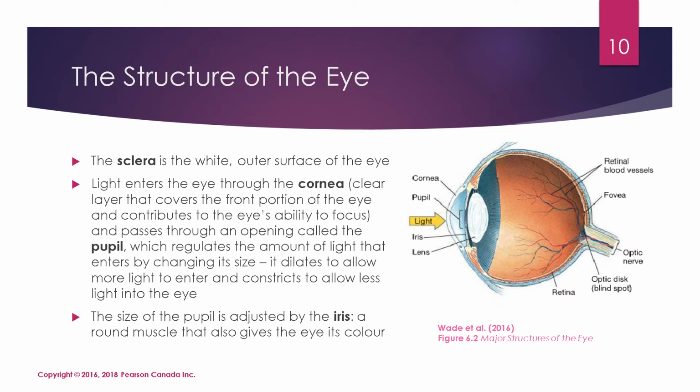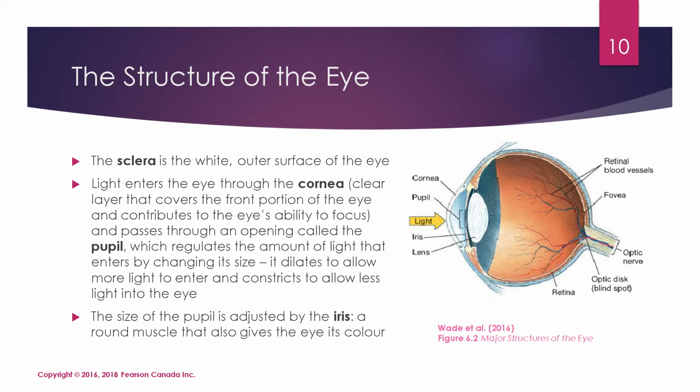So that's basically everything that surrounds the colored part of your eye. Light enters the eye through what we call the cornea, which is the clear layer that covers the front portion of the eye and contributes to the eye's ability to focus. You may have heard of people having a scratch on their cornea, so if something hits the eye, the cornea is that clear layer that it's actually going to come into contact with. So it covers the front portion of the eye and contributes to the eye's ability to focus.